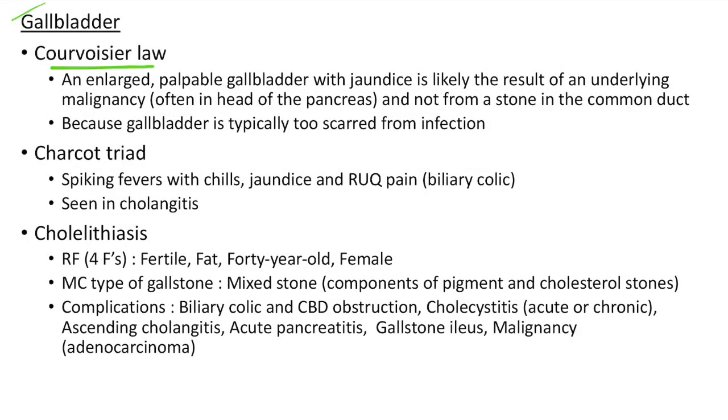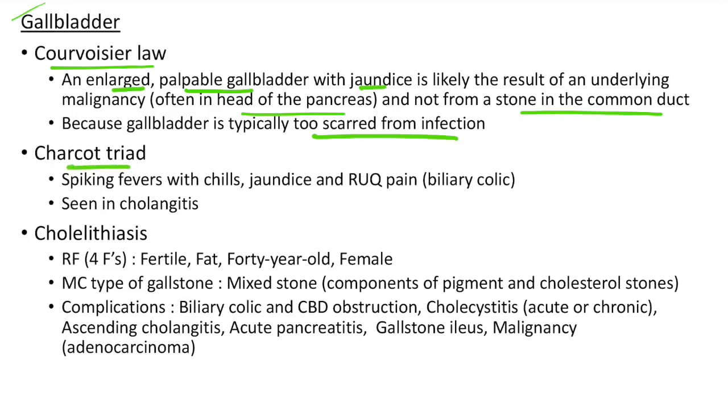First let us see about Courvoisier's law. It states that an enlarged palpable gallbladder with jaundice is likely the result of an underlying malignancy, often in the head of pancreas and not from a stone in the common duct. This is because in case of stone, the gallbladder is typically too scarred from infection.